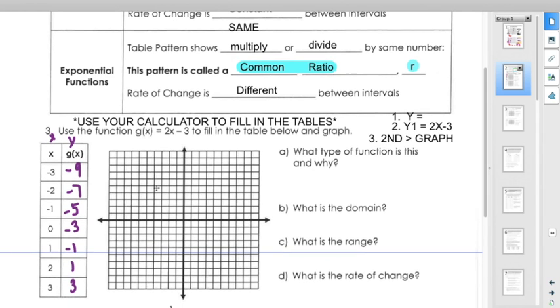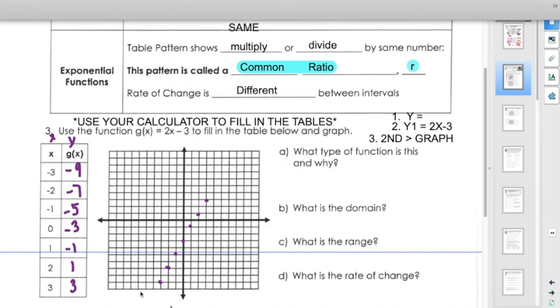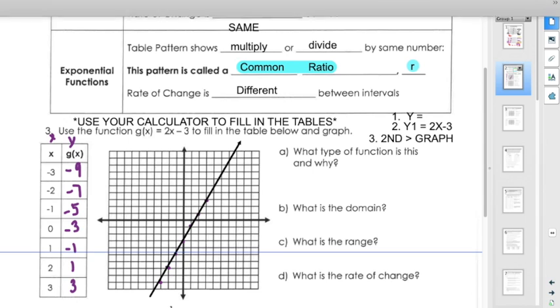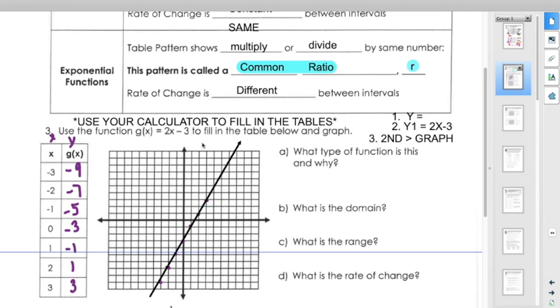Let's graph it now. So at negative 3, negative 9, we have a point. Negative 2, negative 7, we have a point. Negative 1, negative 5, we have a point. 0, negative 3, 1, negative 1, 2, positive 1, 3, 3. Again, connect that with a nice straight line, going all the way through. Now it gives us what the function is. Anytime we have a function, make sure that you label that line. Make it complete. This is g of x equals 2x minus 3.